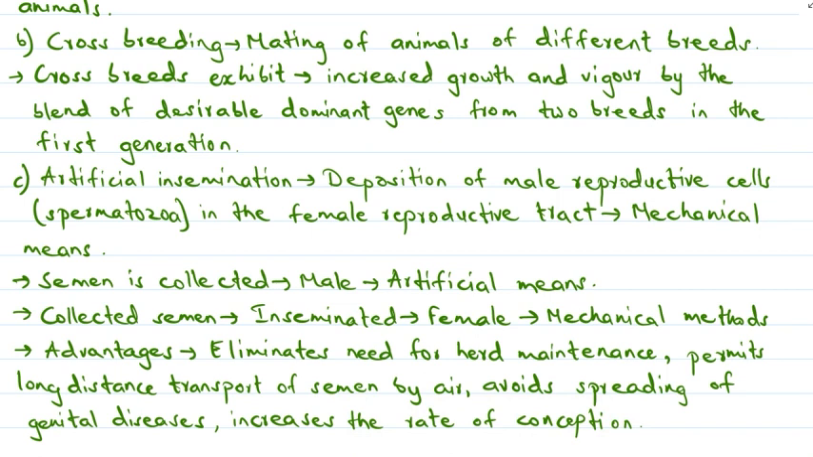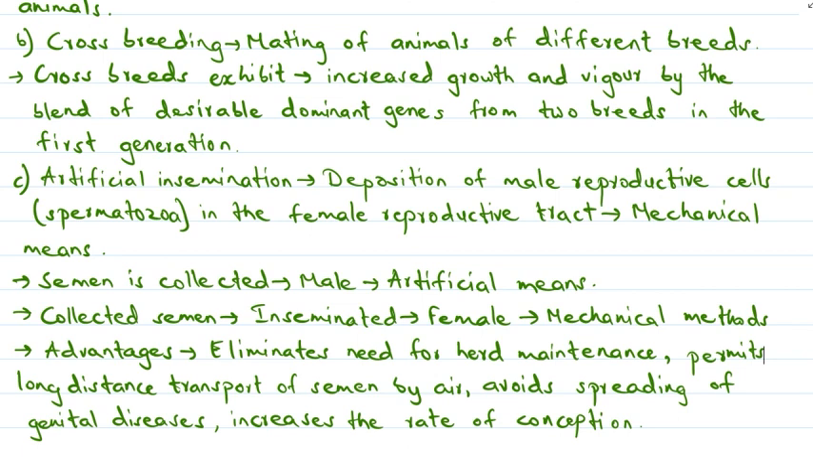So further, this method helps better recording. It permits use of semen from injured and old bulls and provides a chance of detecting any genital abnormalities or pathological infection and inflammation in cows. Okay, so this is about artificial insemination.